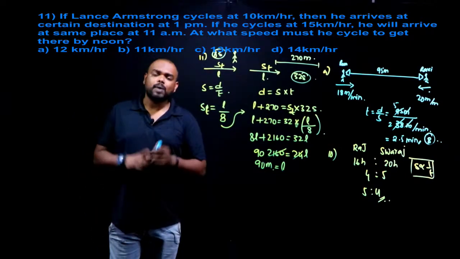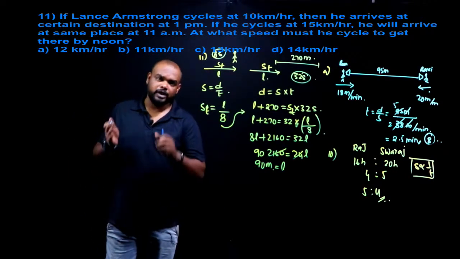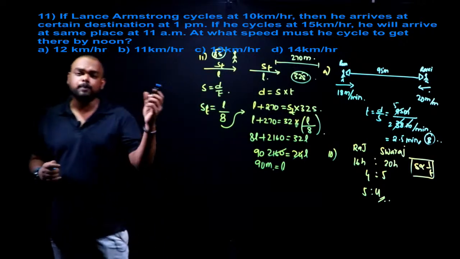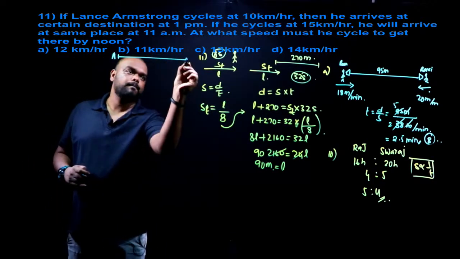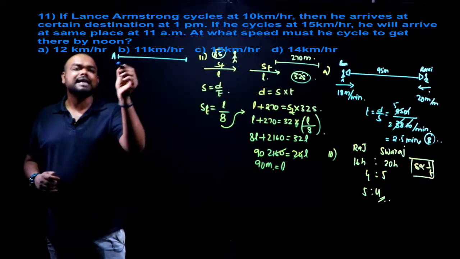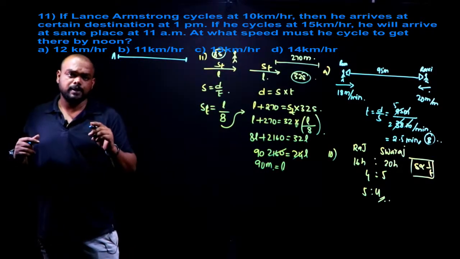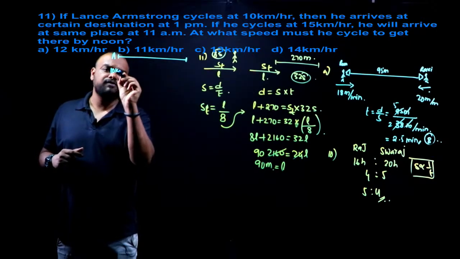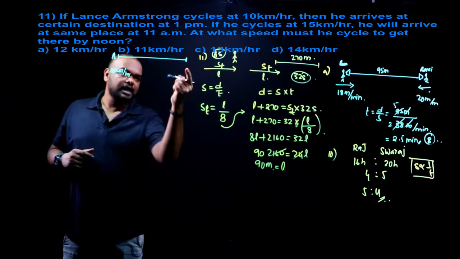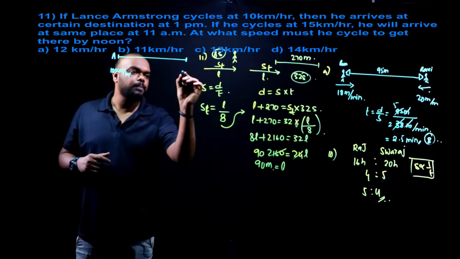See what is happening, guys. He's starting from one point to the other point. Let us say it is from A to B. At what time he's starting, that we do not know. But if he cycles at 10 km per hour, he will reach this point at 1 p.m.